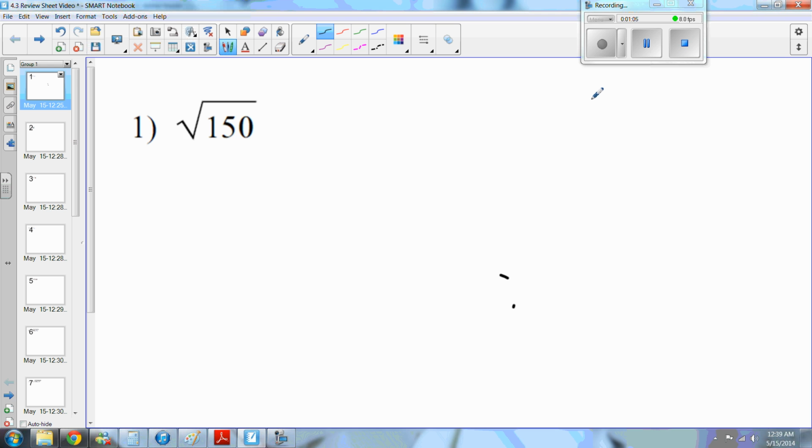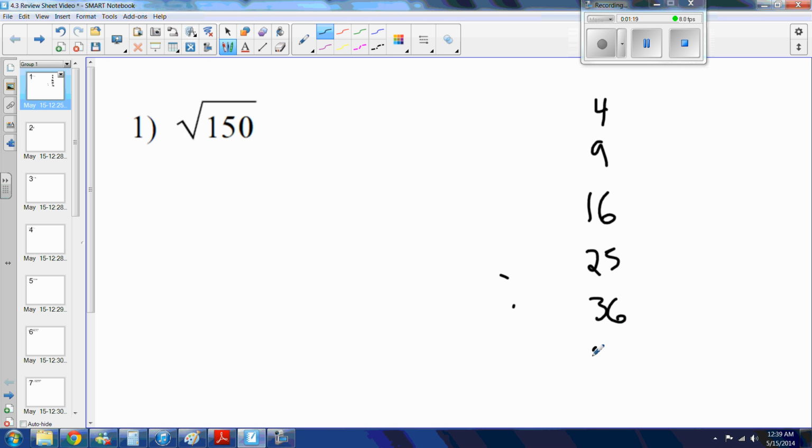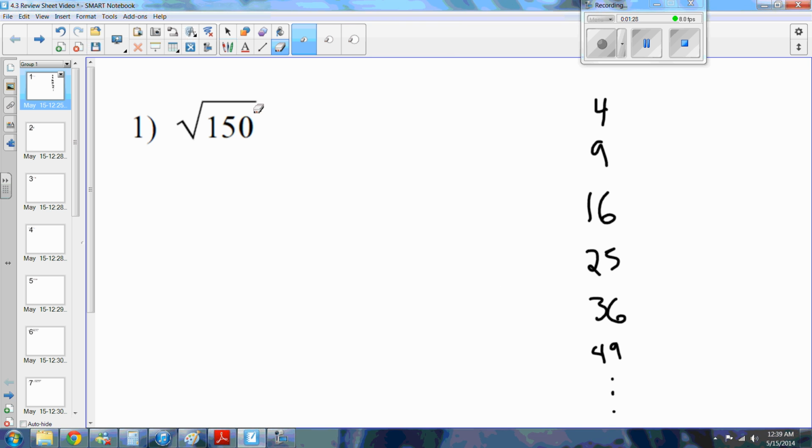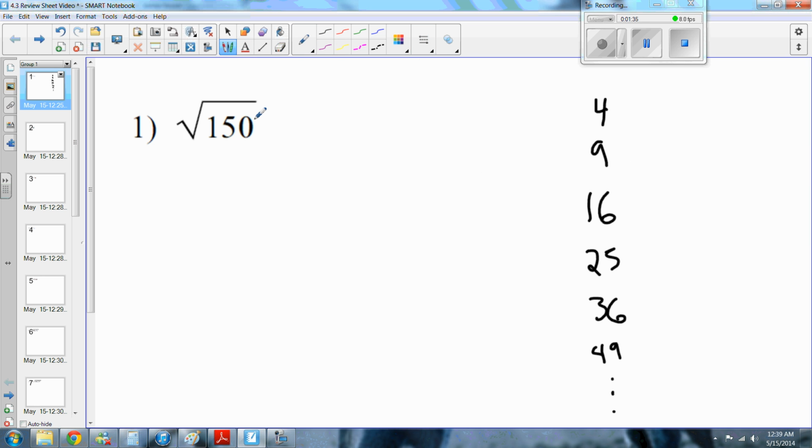That being said, if you write down the perfect squares, so 4, 9, 16, this is just the list of perfect squares. 2 squared, 3 squared, 4 squared, 5 squared, 6 squared is 36, 7 squared, and on and on. Basically, what you want to do is take the radicand, 150, in your calculator, and then systematically divide 150 by these perfect squares.